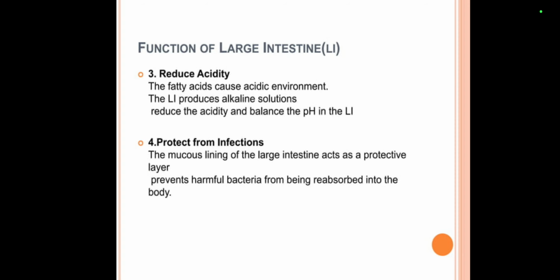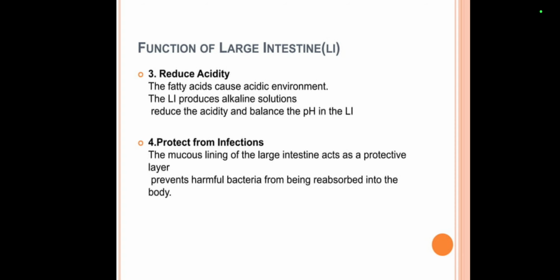Here it will reduce acidity. Meaning to say, it is much more on fatty acid because in an acidic environment, the large intestine produces an alkaline solution to cleanse and reduce the acidity that we have. The fourth one is to protect from infection. The large intestine is the one that helps us protect from infections.